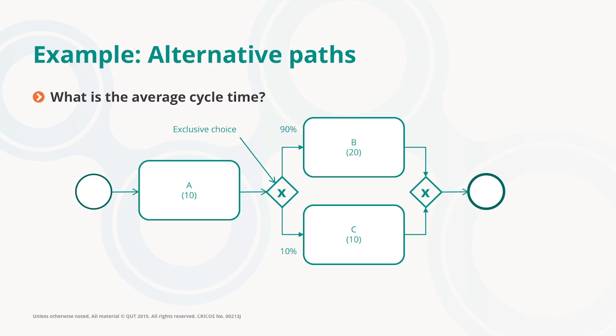Consider now the case that you have activity A taking 10 minutes, activity B as the first alternative taking 20 minutes, and activity C taking 10 minutes as the second alternative. Now, when executing the process, a choice has to be made between activity B and C. If we know the probability, 90% here in this case for B and 10% for activity C, we can calculate the average cycle time as the duration of those activities weighted by the probability. Therefore, we have an average cycle time of 29 minutes here in this case.